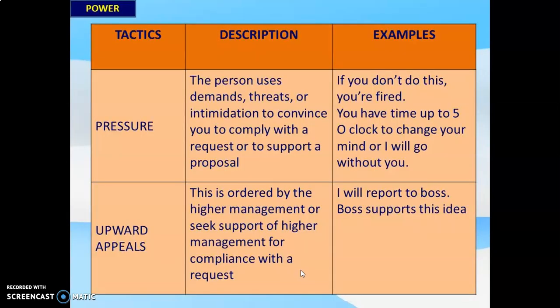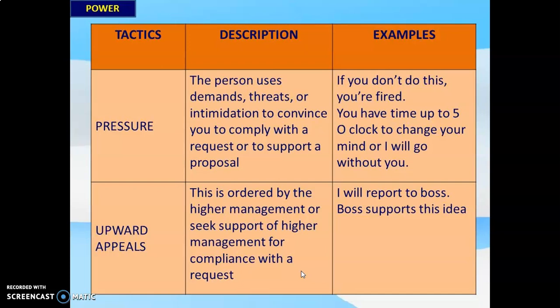So talking about the power tactics, there are simply 3-4 tactics of power which can be used in organization. First is pressure. It is when we build up pressure on the employee that you do this. We build up pressure by using demand, using threats. We convince the employee to comply with a request, to support a proposal. For example, if we say if you don't do this, you are fired, you have time up to 5 o'clock, you have to do it. So this is building up pressure.